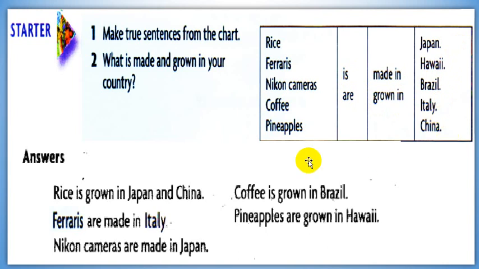Here we form an active sentence as we learn. An active sentence consists of subject, verb, object. As you can see, from the first column, we write rice. Rice is grown in, it's not made, grown in where? In Japan and China. See the answers?